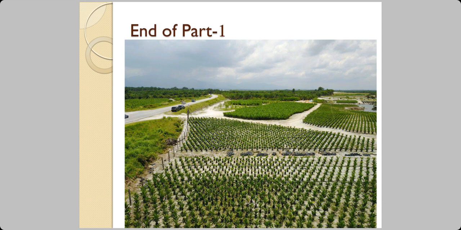This is an oil palm plantation, and this is the end of part 1 of the chapter.